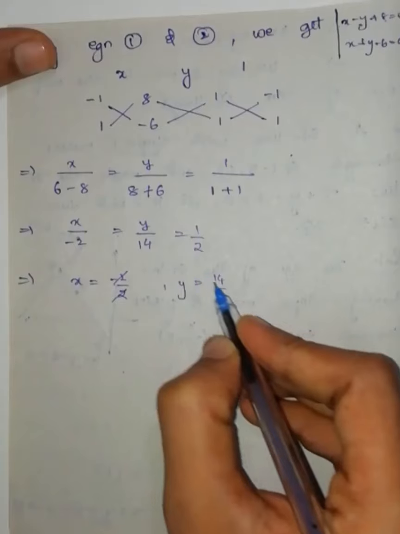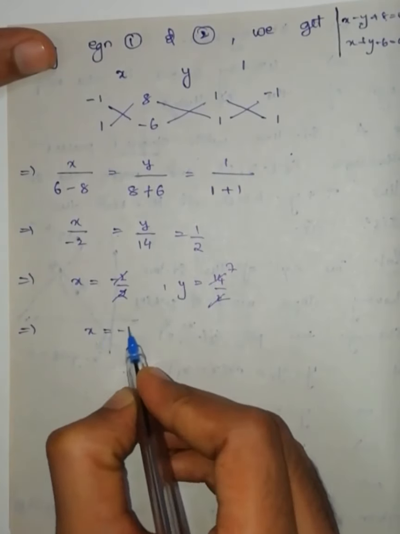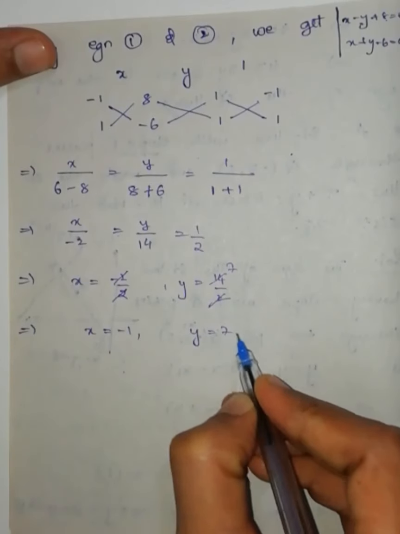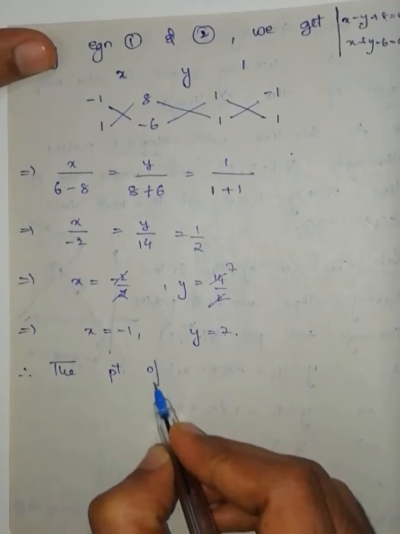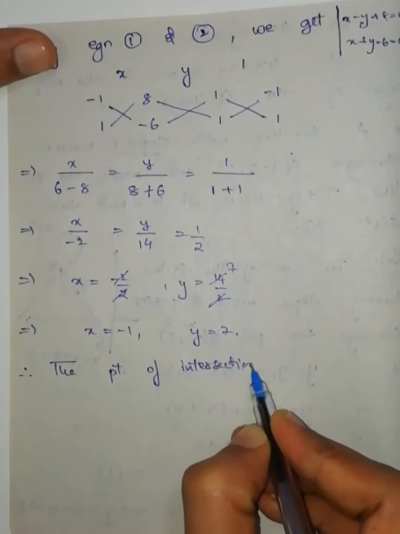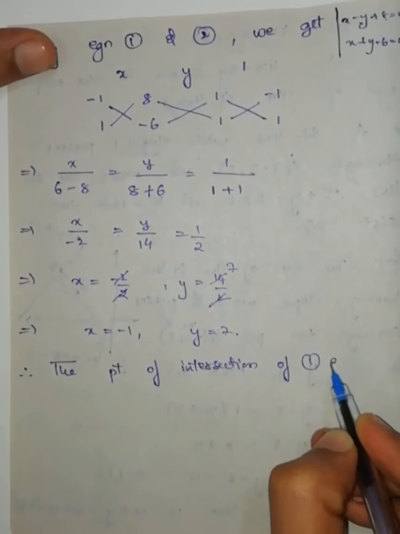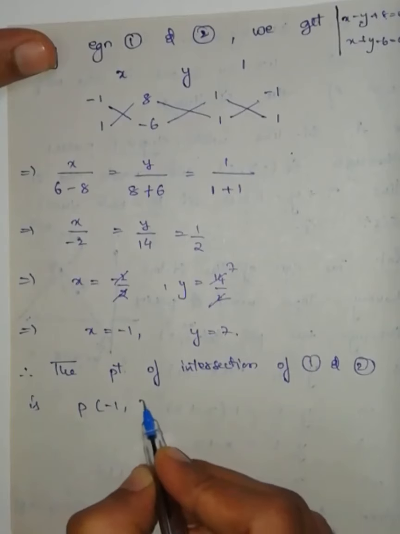2 ones are 2, 2 sevens are 14. This implies x is equal to minus 1, y is equal to 7. Therefore, the point of intersection of equation number 1 and 2 is P of minus 1 comma 7.